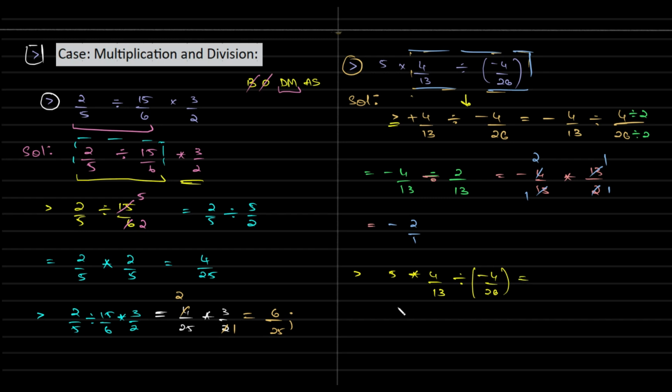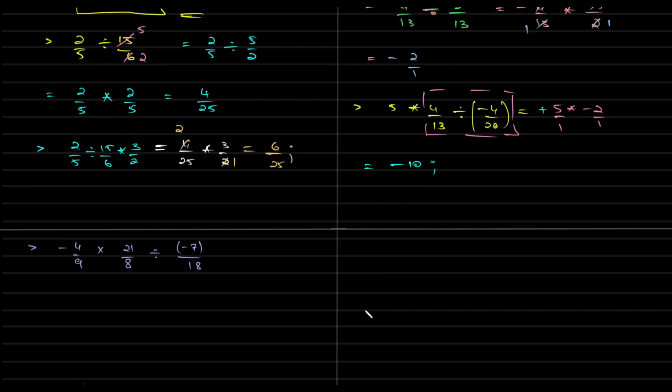Okay. And now we're going to replace this entire block with your negative 2 by 1. So 5 by 1. So you can see it's clear. Positive into negative is negative. 5 into 2 is 10. And 1 by 1. 1 into 1 is again 1. And we are done. That's the last question actually.